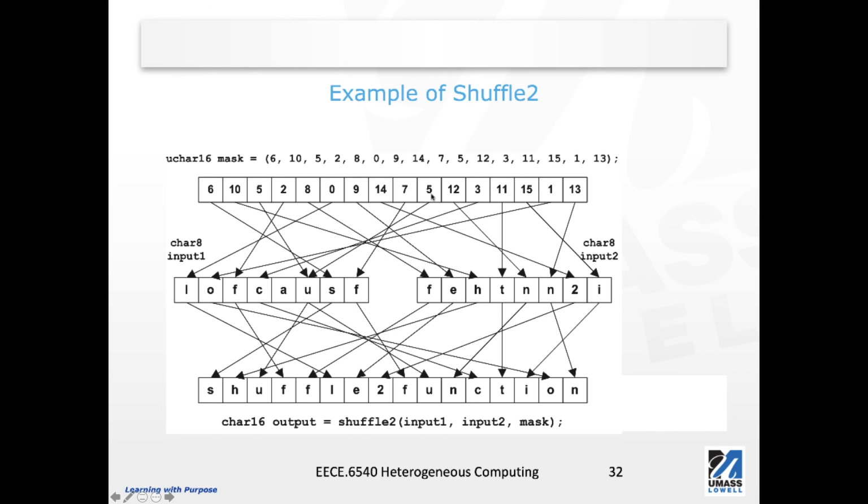And we can do the same thing all the way to the very end. So the last element in the mask is 13, and that is to say we're going to be using 13 as the index. So that's going to be in the second input vector, this location. So this value n will be put into the output vector as the last element.